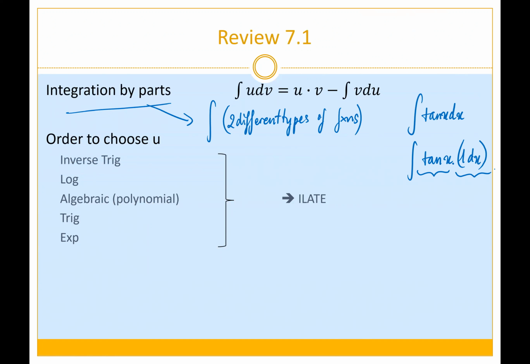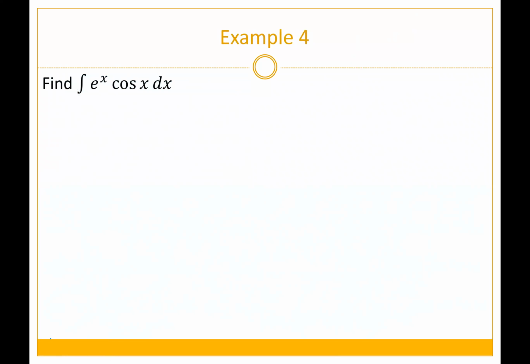There's an order in which you choose what u is. It follows the order of inverse trig, log, algebra or polynomial, trig, and exponential, which is abbreviated as ILATE, one of the abbreviations to remember it. It's nothing new here. If you watched the lectures, this should be a little bit trivial now. So let's start with example 4. This is a quick one.